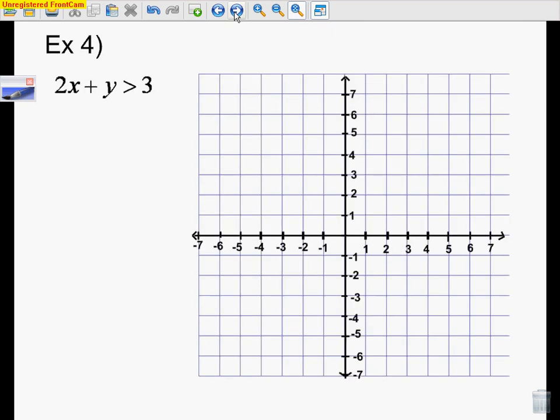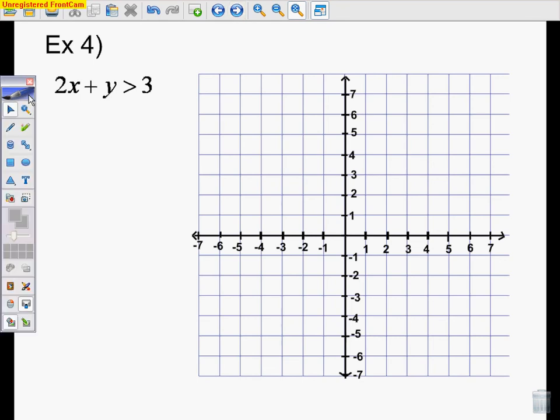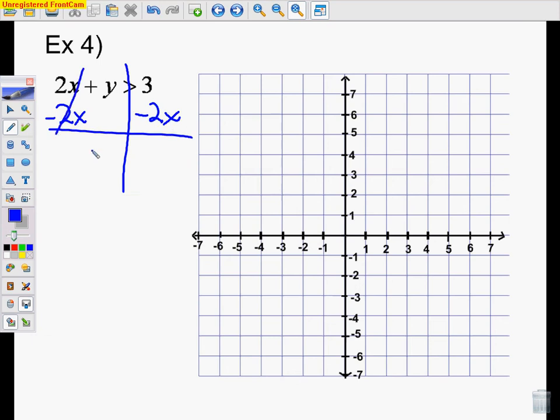So here, 2x plus y is greater than 3. A couple things that you could do to start graphing this. Number one, you probably want to go ahead and put it in slope-intercept form. So slope-intercept form has y by itself, so we're going to subtract 2x from both sides. Those cancel out, leaving you with y is greater than negative 2x plus 3.